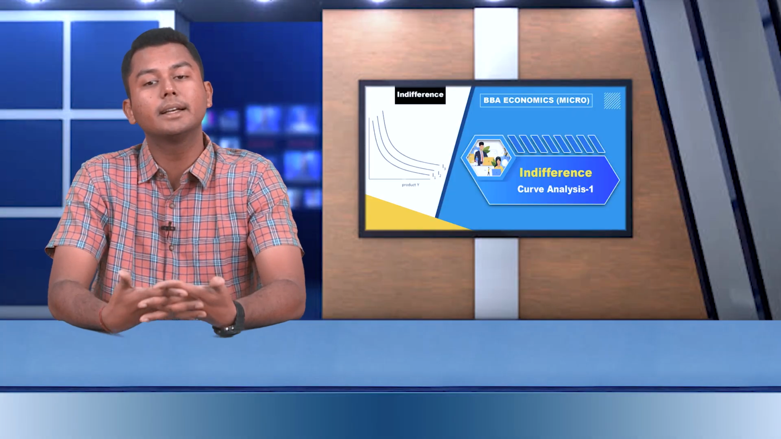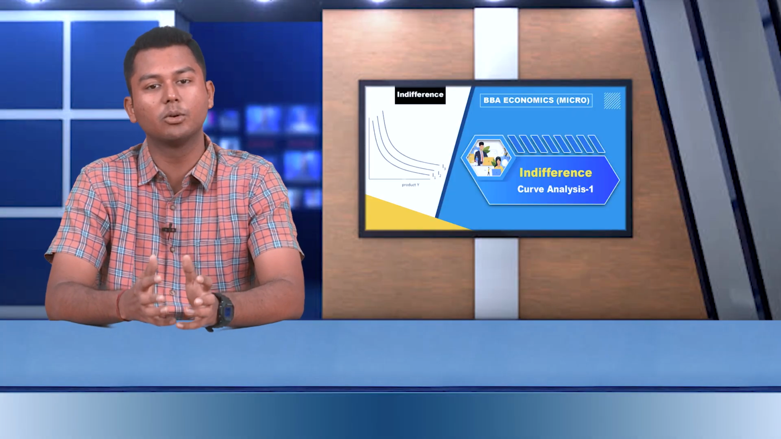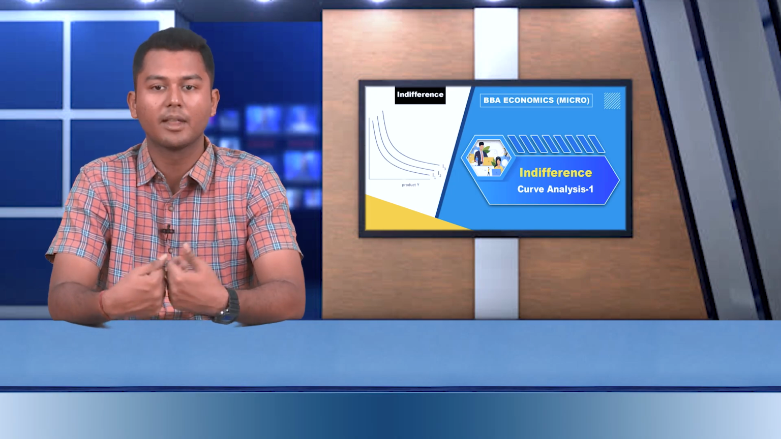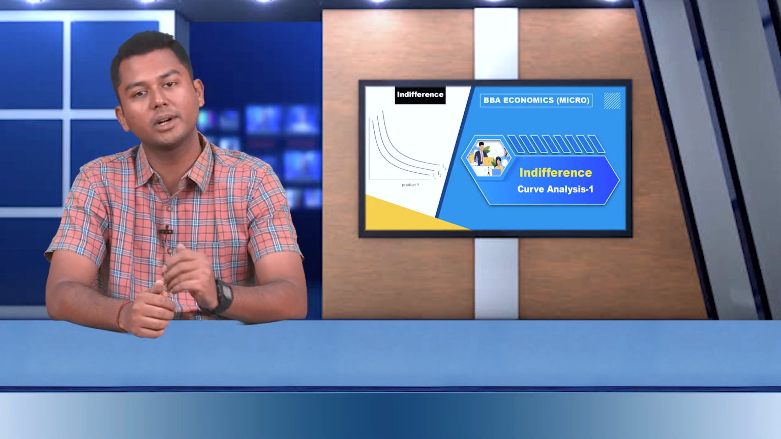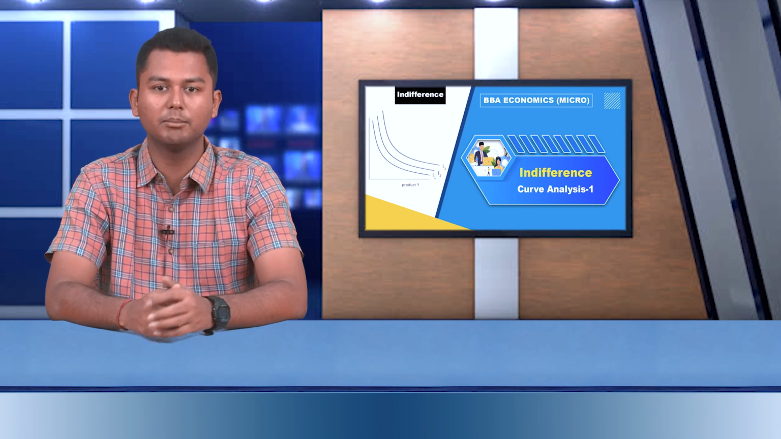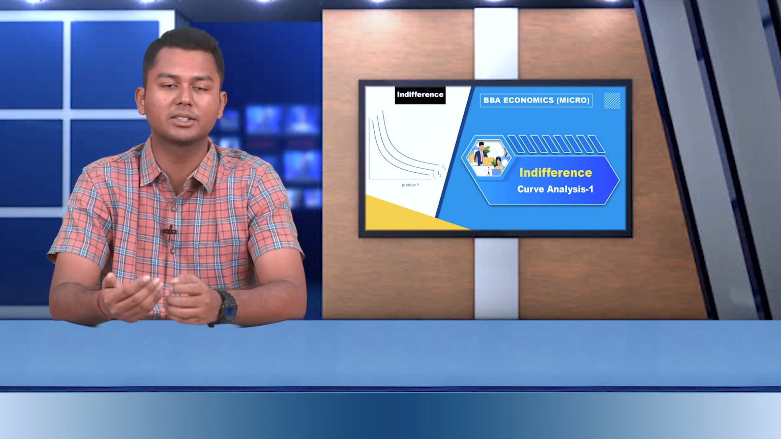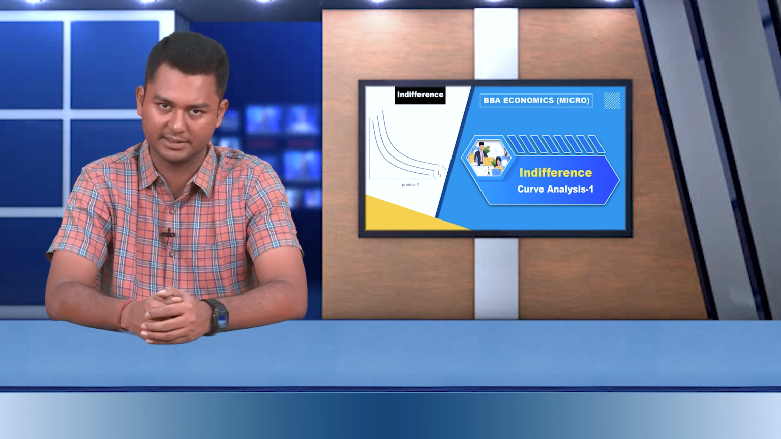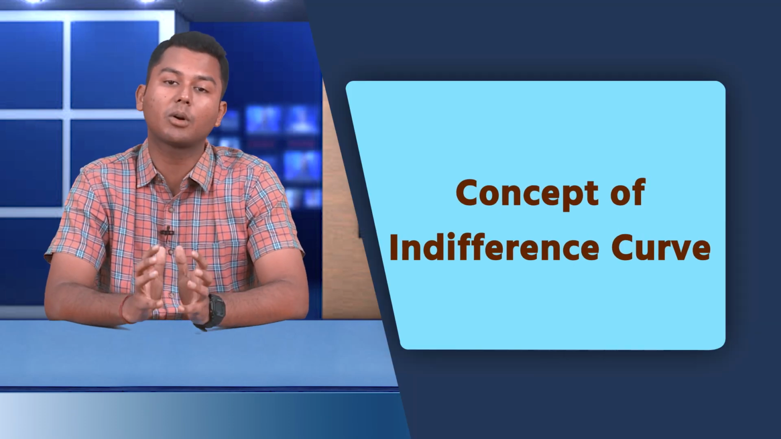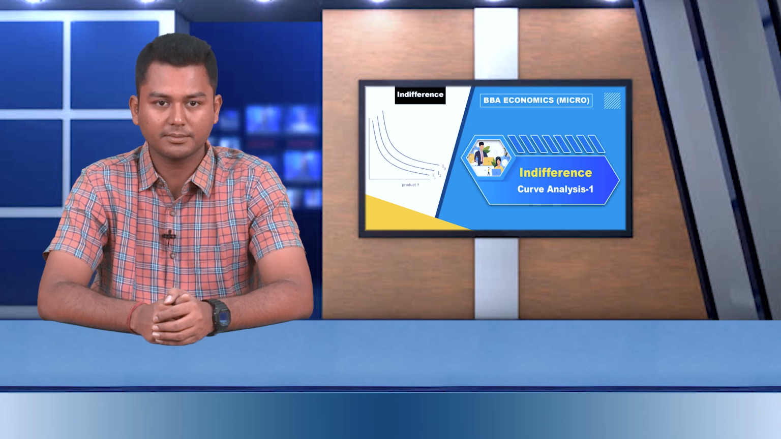Third, the theory assumes that more of any good is generally preferred to less, within reasonable limits of course. This doesn't mean people always want infinite amounts of everything, but rather that additional units of goods provide some benefit until satiation is reached. Now let us look at the concept of indifference curve.